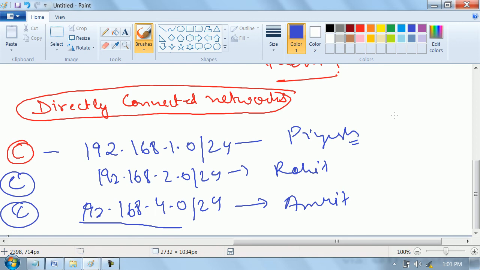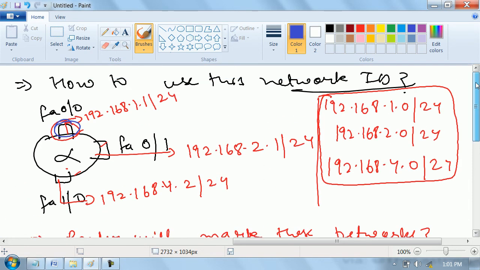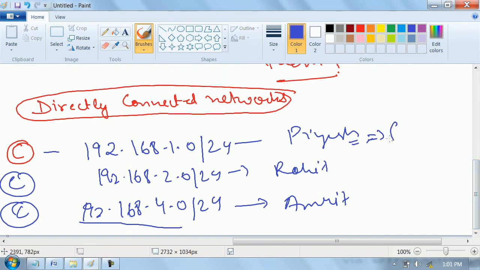Now, what will the router do so that it knows this network is connected to which interface? FA?